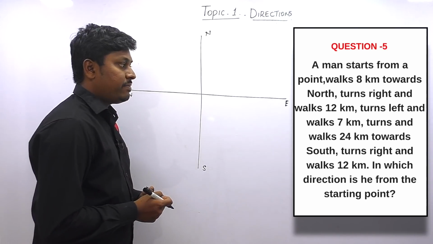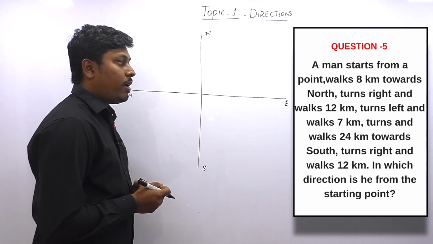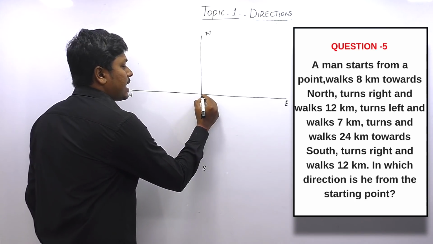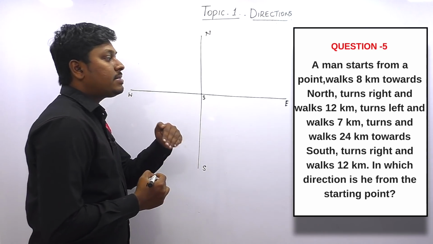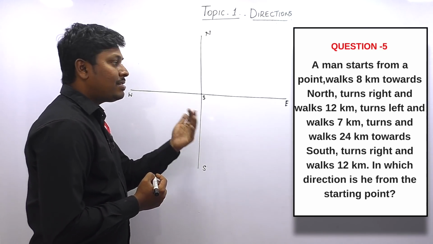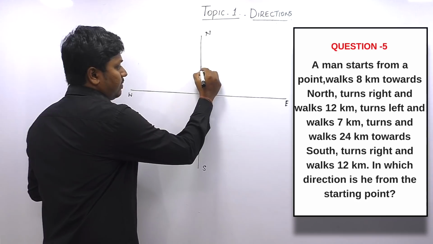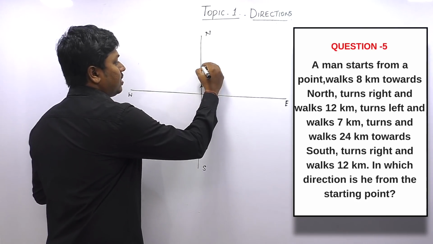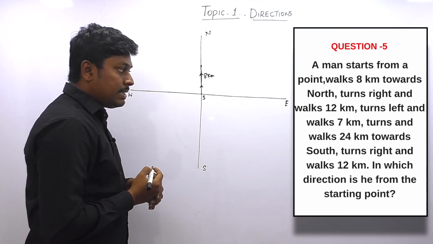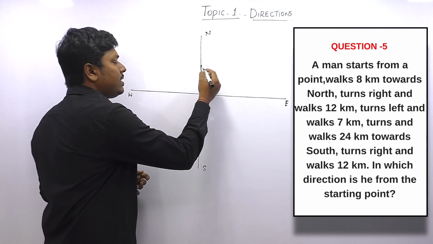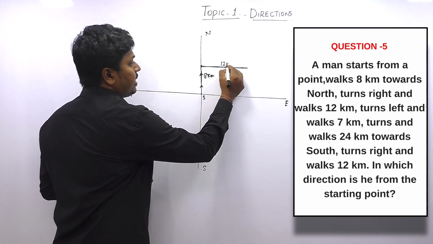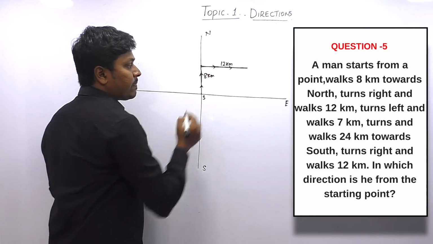Question number 5. A man starts from a point, walks 8 km towards north. So let me fix that this is a starting point. From here, the man is going towards north, he is walking 8 kilometers. So let me assume this is 8 kilometers and he is walking towards north. Turns right and walks 12 kilometers. If he is walking in this direction, the right hand side will be this side. So he is turning right hand side and he is walking 12 kilometers.